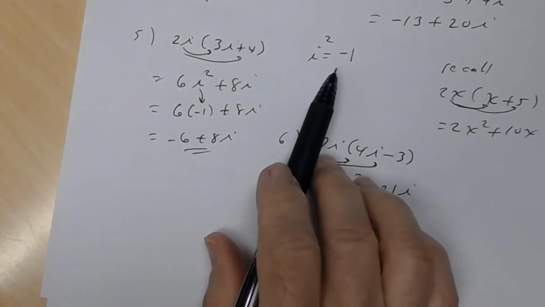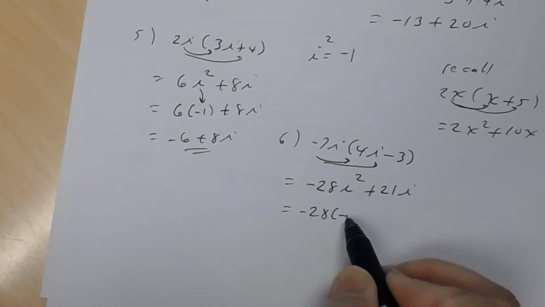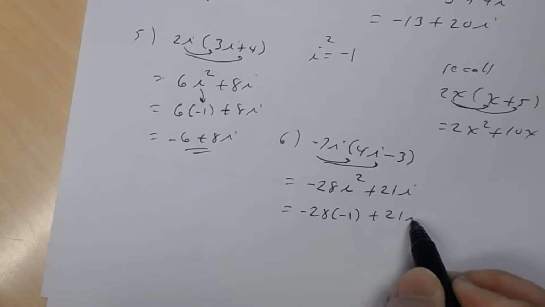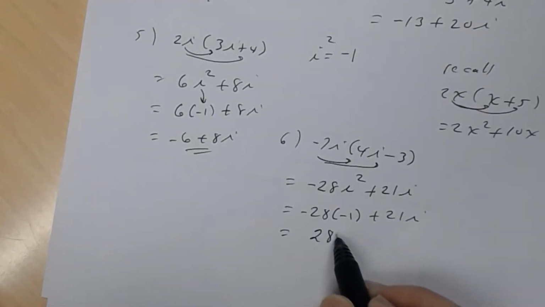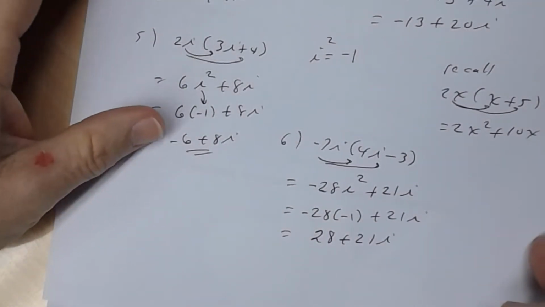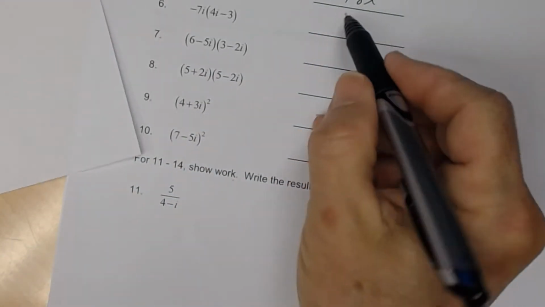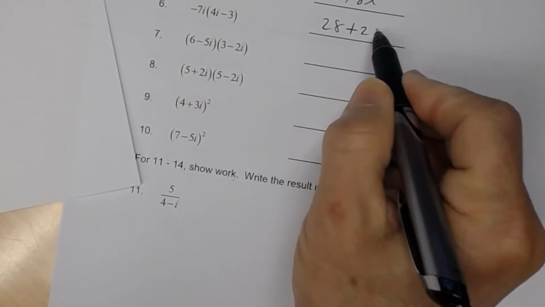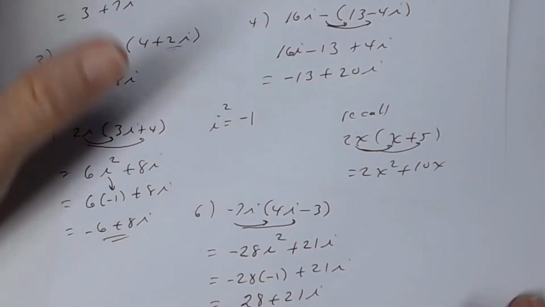And then using the fact that i squared is equal to negative 1, I get negative 28 times negative 1 plus 21i. And a negative 28 times a negative 1 is a positive 28, so I get 28 plus 21i. So that's number 6. So positive 28 plus 21i. Okay, number 7. Let's look at number 7.